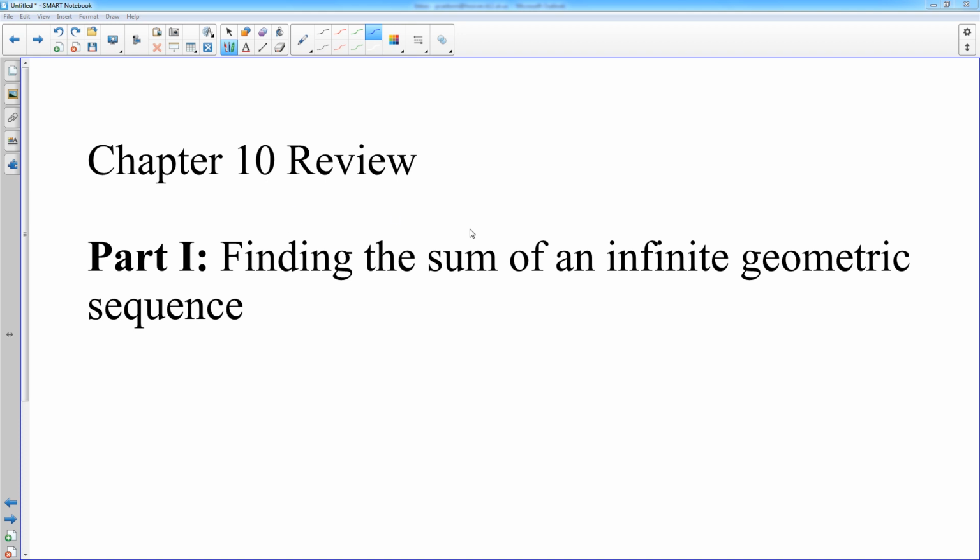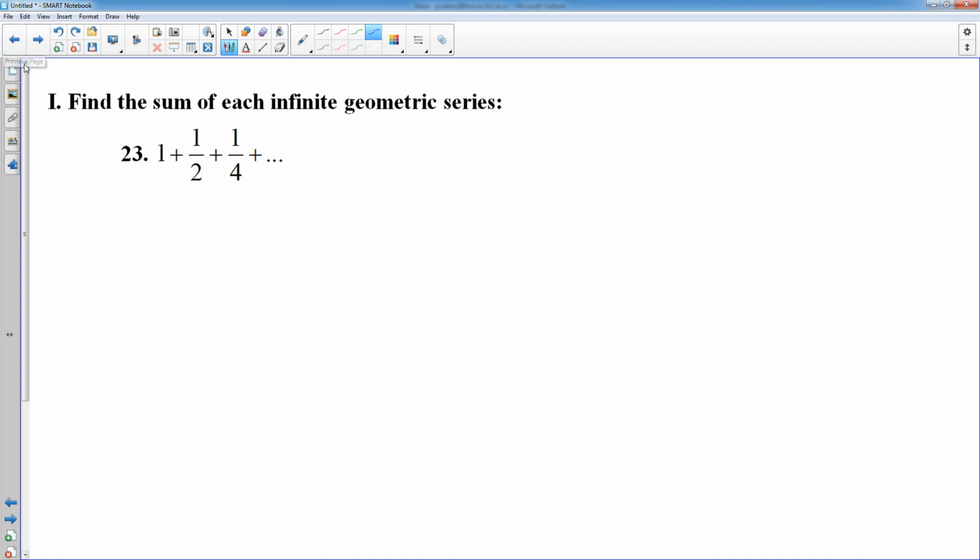Okay, finding the sum of an infinite geometric sequence. There is a formula for the sum of an infinite geometric sequence, and again, I will give you the formulas. The formula is: the sum of the infinite geometric series is your first term over 1 minus the ratio. It is the nicest of the formulas.